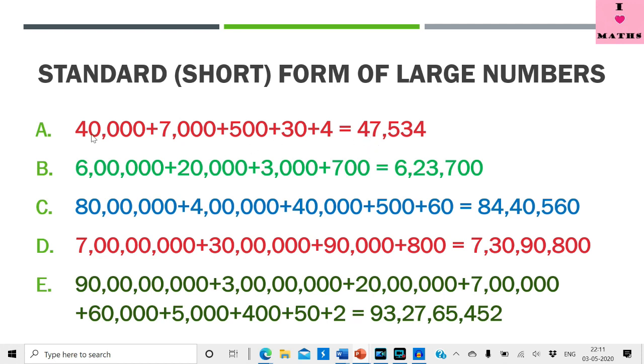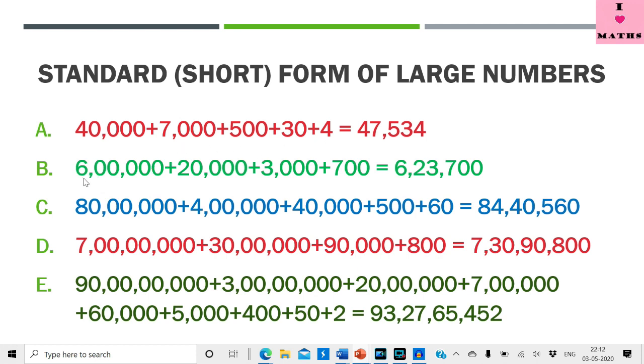4 is at 10,000's place because it was 40,000. 7 is at thousands place. 5 is at hundreds place. 3 is at tens place. And 4 is at ones place.